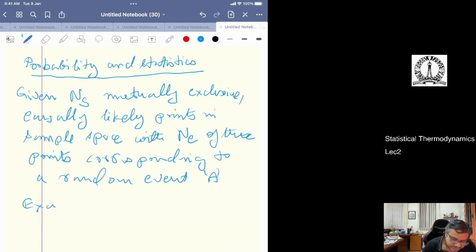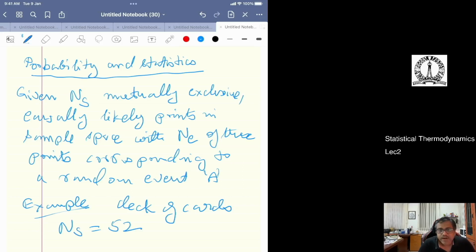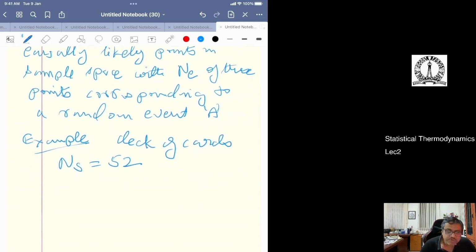So let's take an example so that you can understand it the best. Let's take a deck of cards, okay? So where NS is basically 52. In a deck of cards, there are 52 cards, as we know, right?